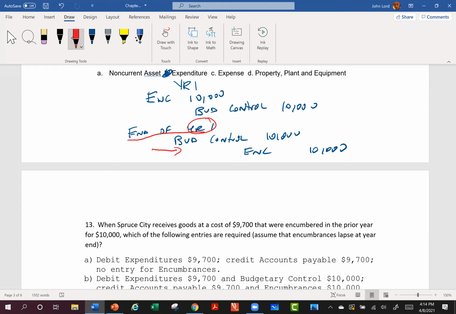Debit unassigned and credit assigned or committed fund balance. Say it again. Well, that sounded kind of right. I can't quite hear, but well, I think so.